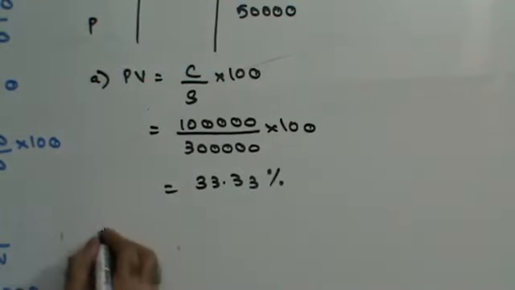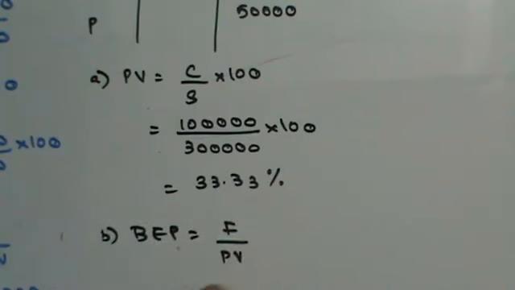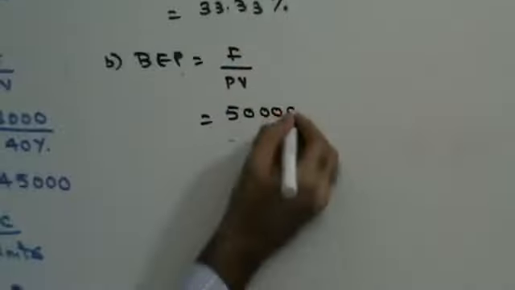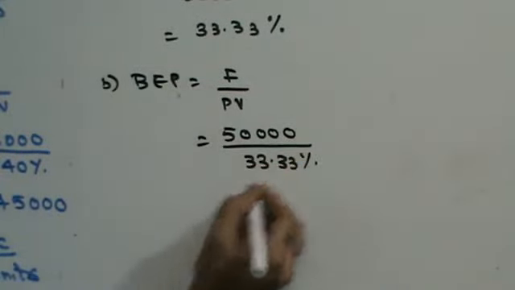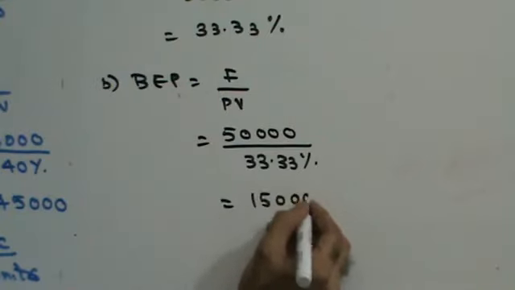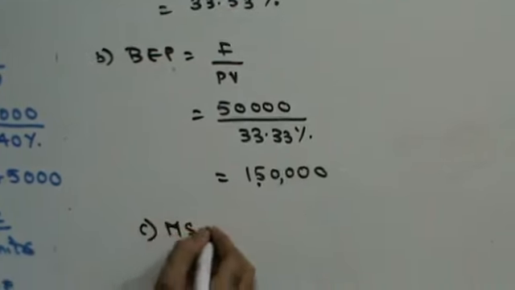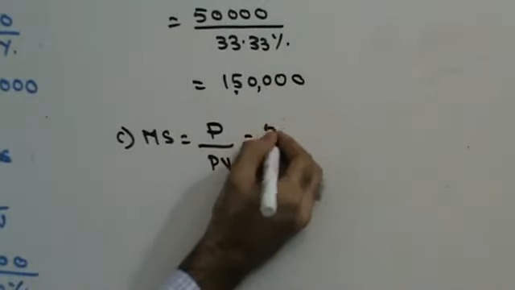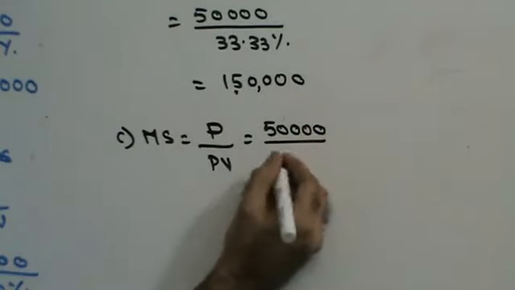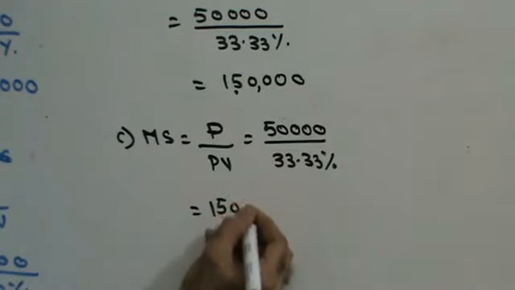Next, they've asked you to find out BEP. BEP is F upon PV. F is given to you as 50,000. PV is 33.33%. That is 1,50,000. Next they've asked you to find out MS. MS is P upon PV. P is 50,000. PV is 33.33%, which is going to be 1,50,000.